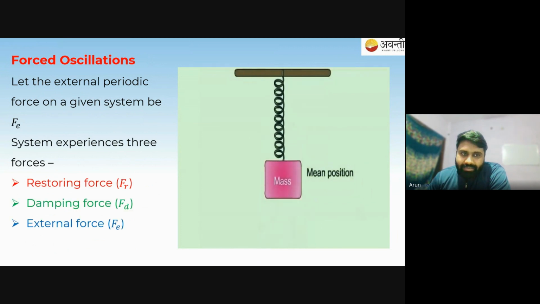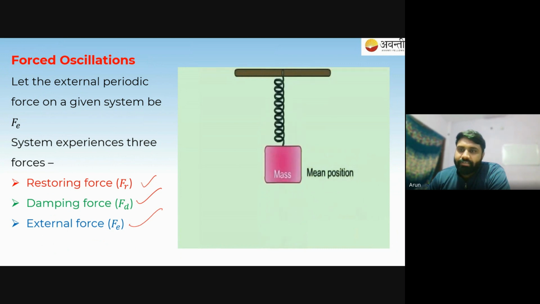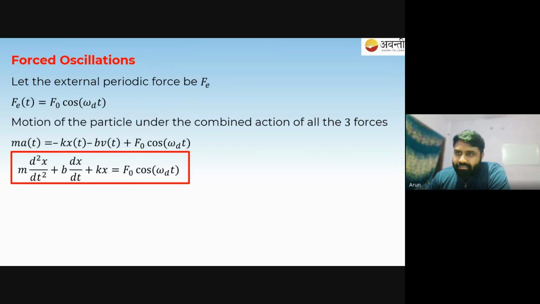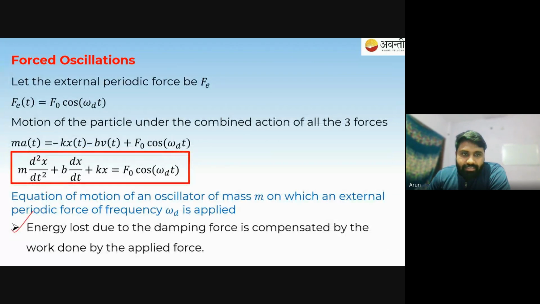So in the system, we now have three forces: the restoring force, which is the actual force causing the SHM, then the damping force, a practical force, and then the applied external force, which is Fe. So this will be the direction. Now, if we finally calculate this, it is not in your syllabus. So finally, you will focus on this line: the energy lost due to the damping force is compensated by the work done by the applied force that we have applied.